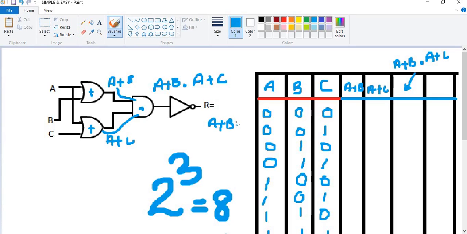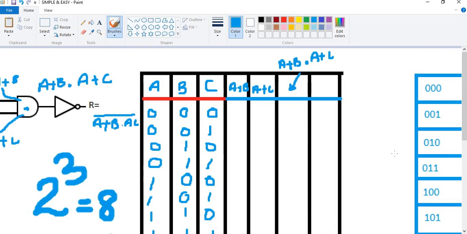A dot AC not. So the final output, now you can write it here. I'll write it here. So it is not... pardon me, my writing is not good, but I hope you understood what I meant to tell you.